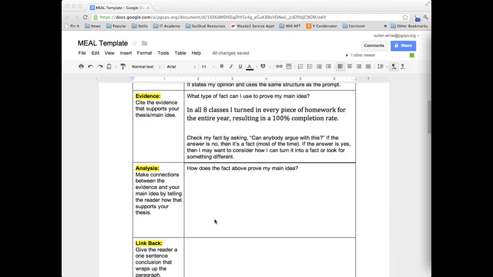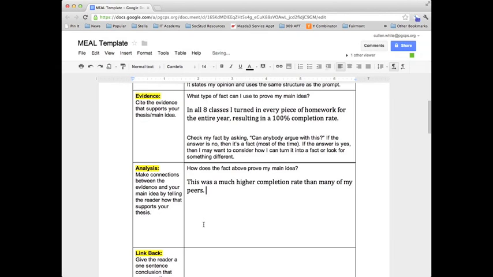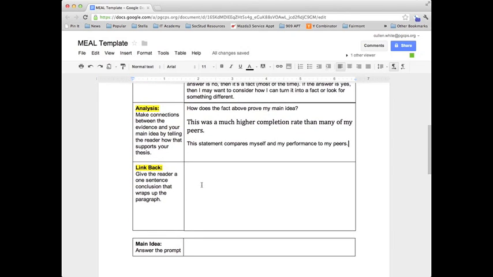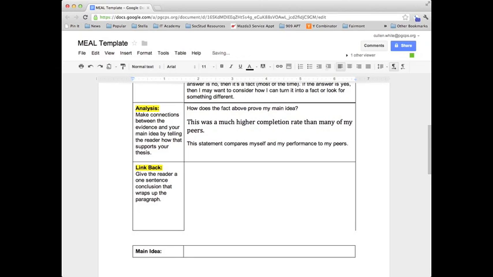Ask the question, how does the fact above prove my main idea? In our example, we say, this was a much higher completion rate than many of my peers. This way, through analysis, we're looking at that original fact, the fact that we had a 100% completion rate, and we're proving that this is something better than what most of our peers are doing. The statement directly compares my own work and the performance of my peers.